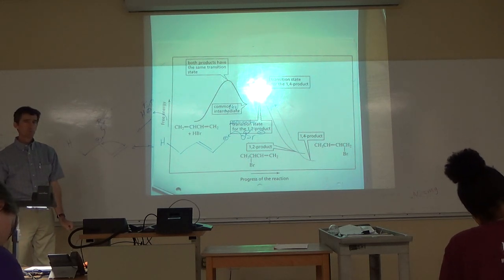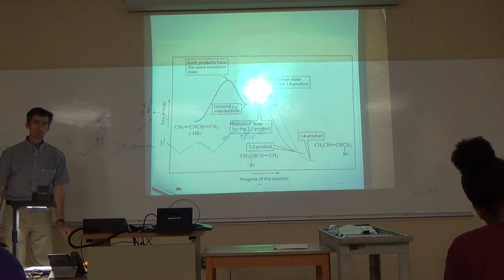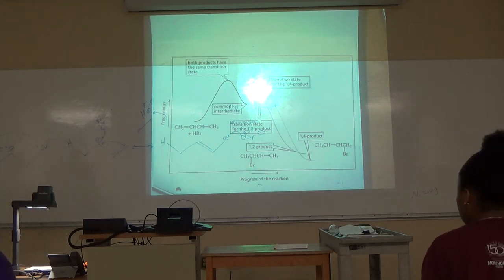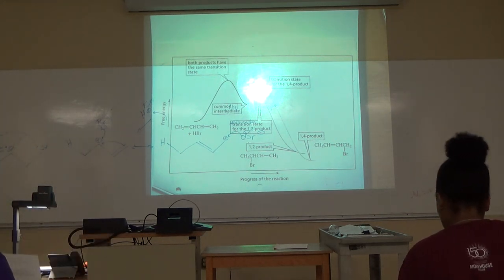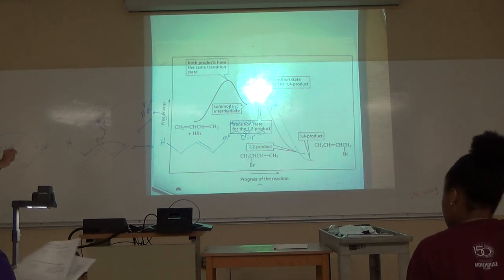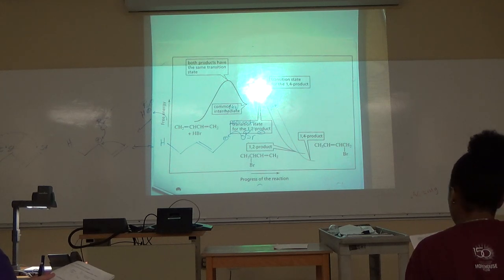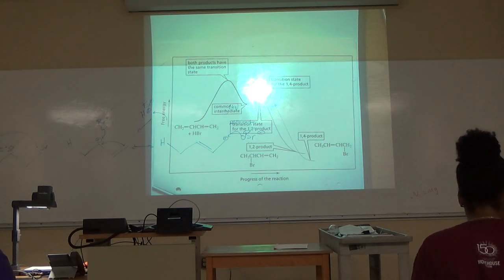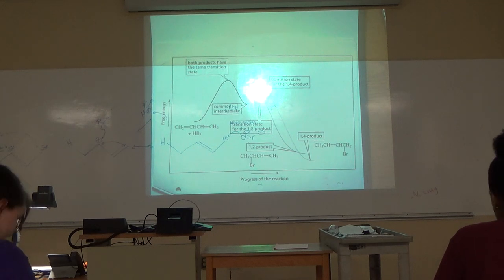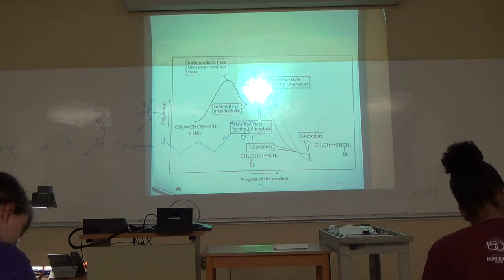So with heat, we get which product? We have to be careful, it's the 1,4 product in this example. Give me a more broader answer. With heat, we get what? The more stable product. In this case, it is the 1,4. Can you determine stability between the different alkenes? Yes, we talked about that about 10 days ago.